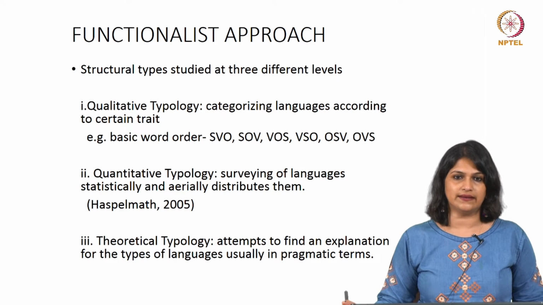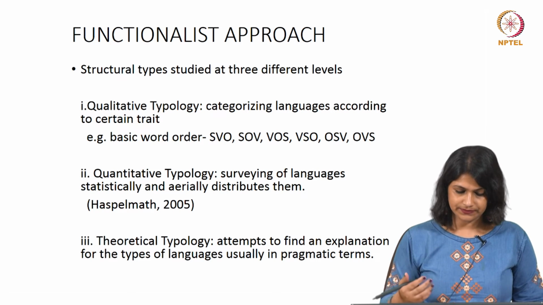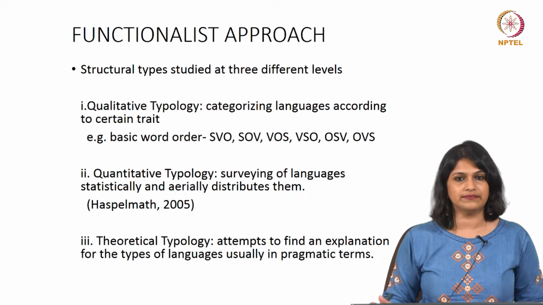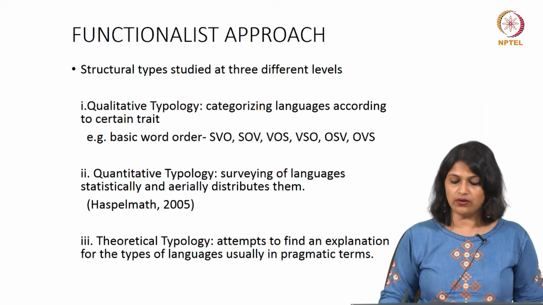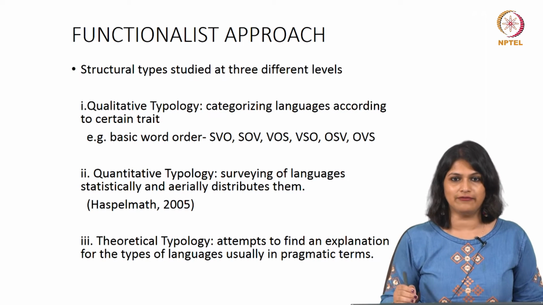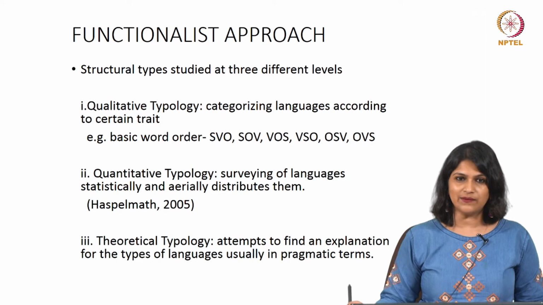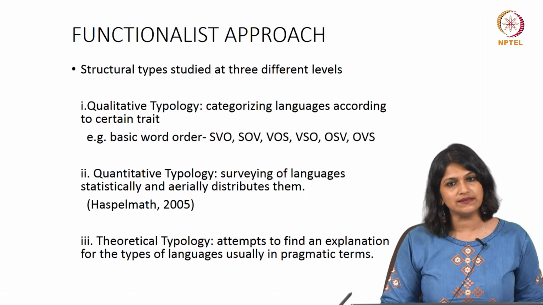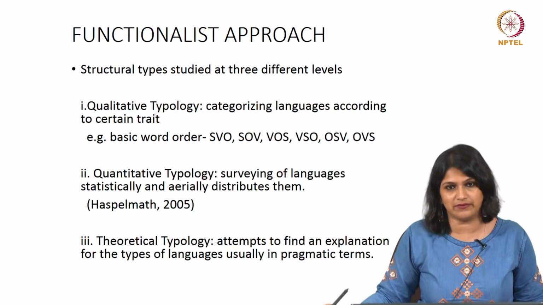Then the second type of study in the same approach is quantitative typology. In quantitative typology, we are not only trying to understand certain traits, we are also trying to understand how many of the languages have a particular trait. What is the number? So the first one is about quality, the second one is about quantity. How many languages in the world follow the SOV pattern? How many languages follow the SVO pattern? And how many languages follow the VSO pattern, for that matter?